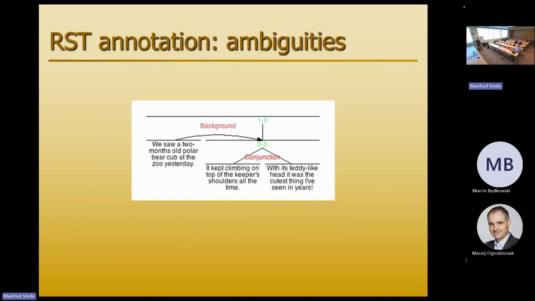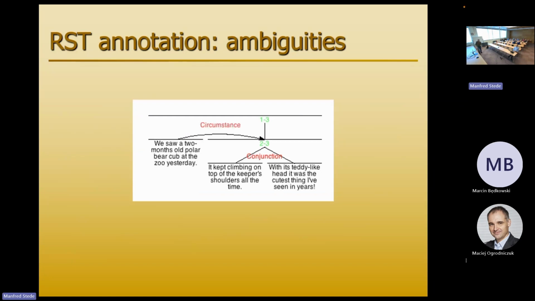Here I have a conjunction. I have 2 things that are of the same status. They just connect. It did this and it also has this property. And this is just the background to understand this. This is my main content. I learned something cute about this polar bear cub. And what do I tell this annotator? No, you're all wrong? Oh, no.